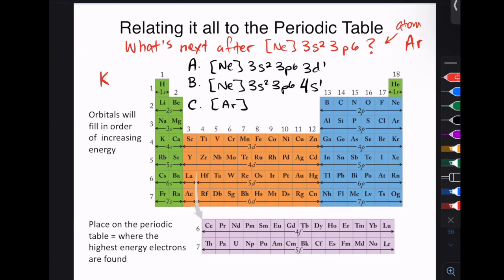But why isn't it A? Why is it B and not A? Go ahead. That's true. Okay, so this student noticed that potassium is in period 4. So those electrons in the s block have to be at n equals 4. That's good.